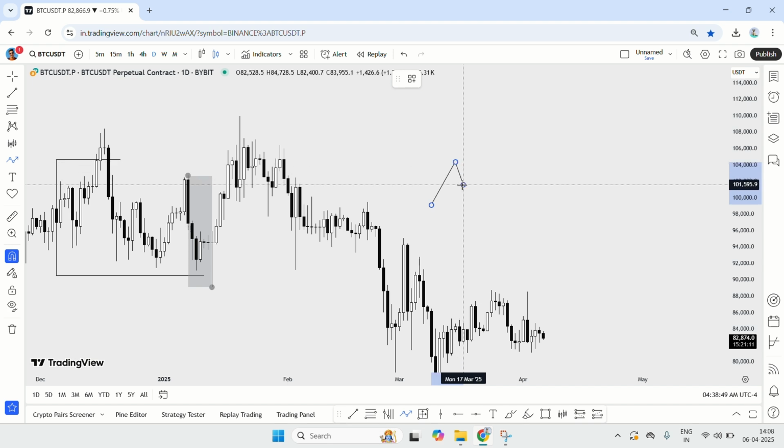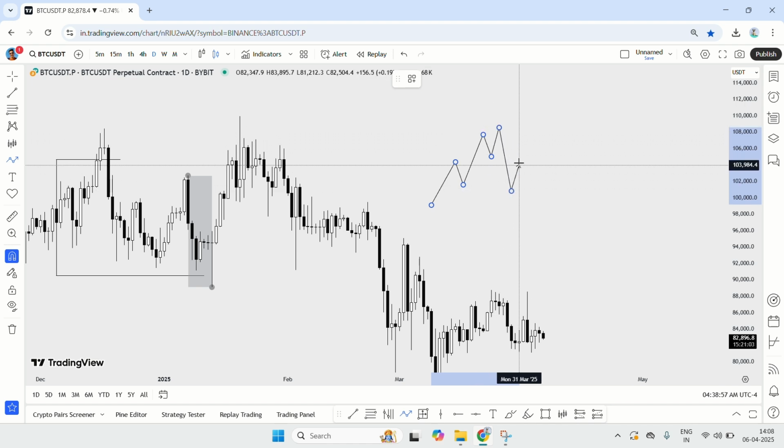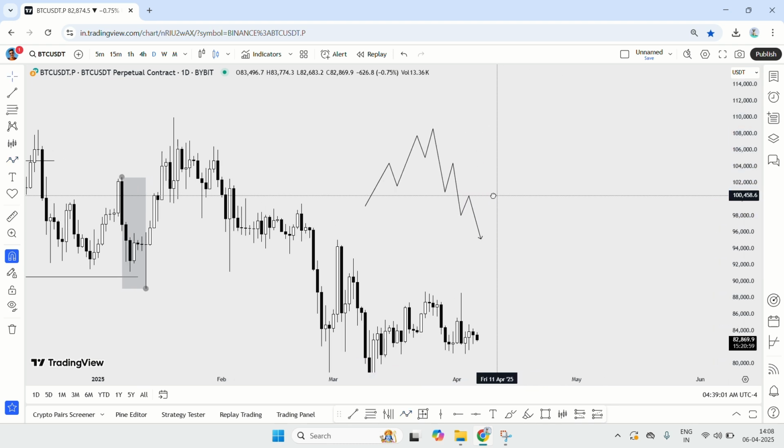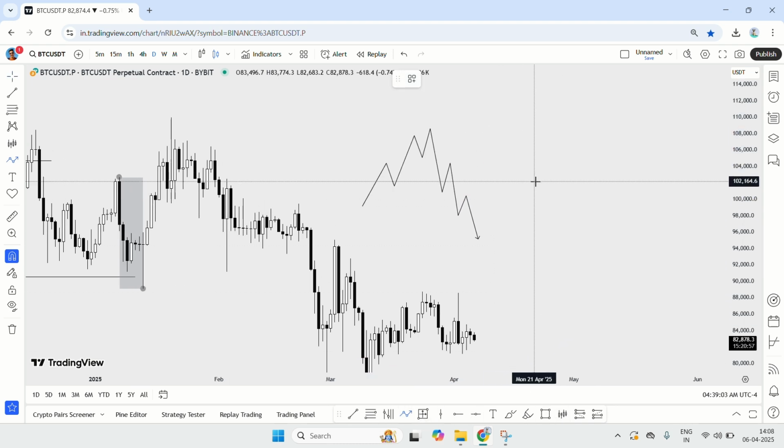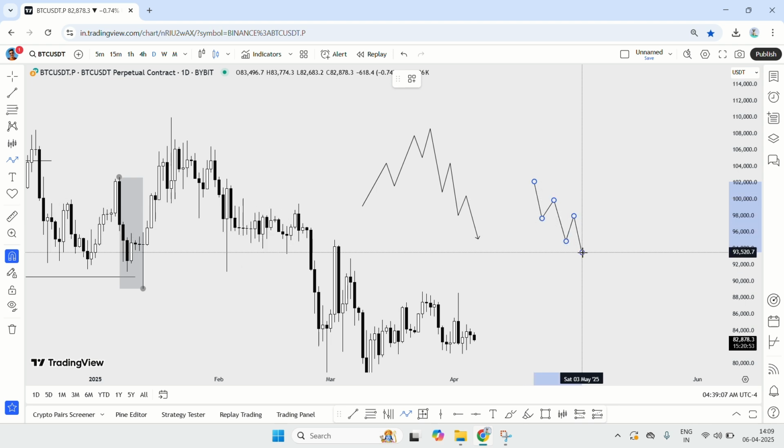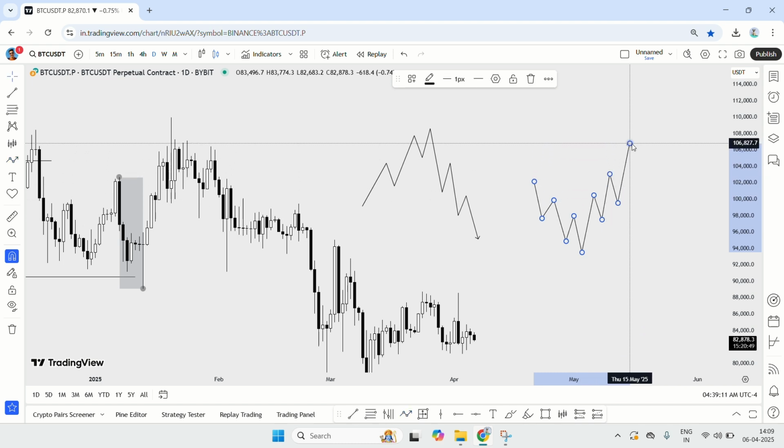So first, market will go higher, and then it will take the high. Why? Because it wants to go lower. Same thing when the market goes lower, it will take the low. Why? Because it wants to go higher.